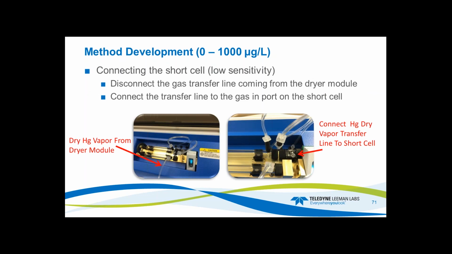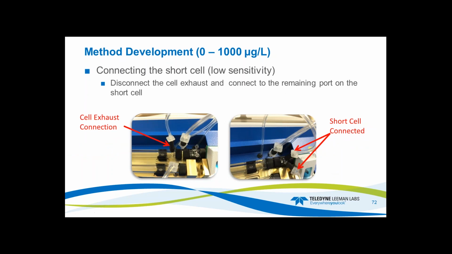So we want to disconnect the transfer line coming from the dryer, and that's pointed right here on the left. So this is the transfer line from the Nafion dryer or the dryer module up to the high sensitivity cell, low concentration. Then you want to connect that transfer line to the in port on the short cell, depicted over here. Next, you want to disconnect the exhaust from the sensitive cell and connect it to the short cell.